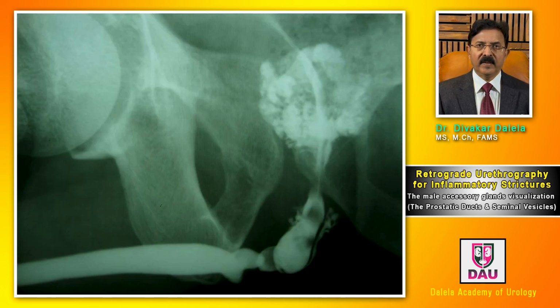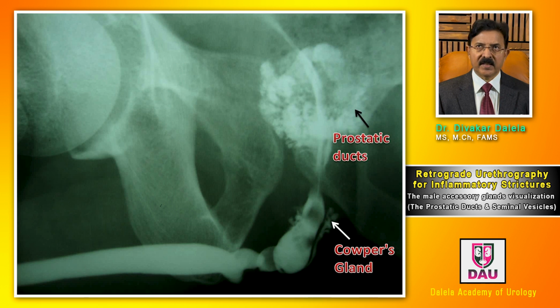Here is a patient of inflammatory urethral stricture in the middle of the bulb. You will see here the Cowper's gland as well as its duct, but my point of interest is showing you the prostatic ducts, and you will appreciate that the contrast has gone not only into the ducts but also into some of these dilated glands which look like prostatic cavities, and the entire prostate gland is visible. So that's what is a prostatogram.